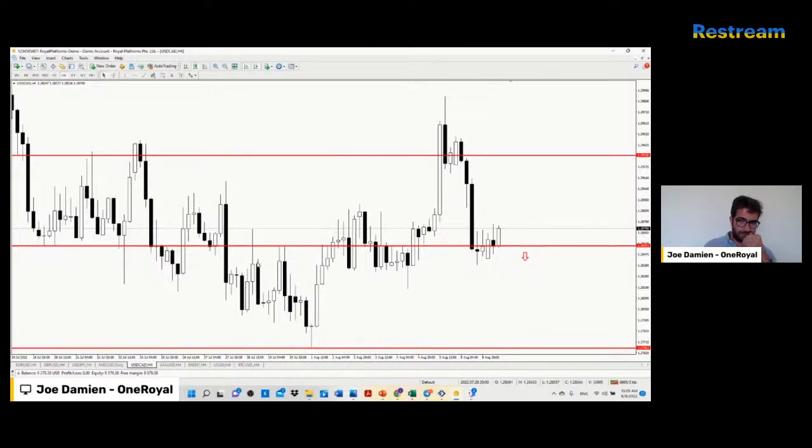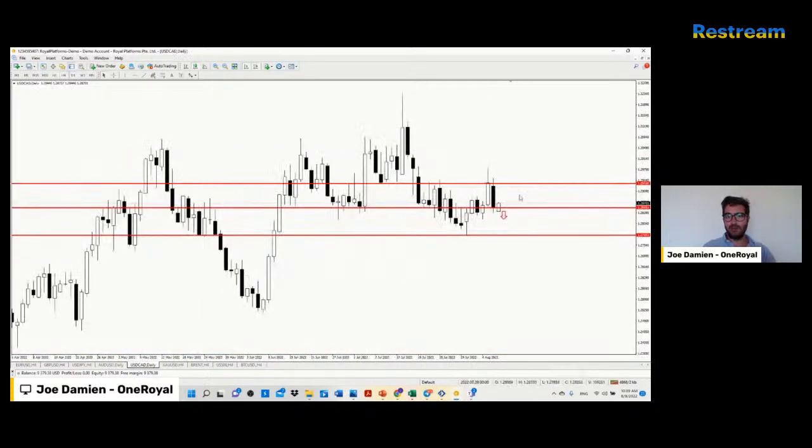USD CAD, starting on the higher time frame. The USD CAD, we have here a breakout of this on the higher time frame.